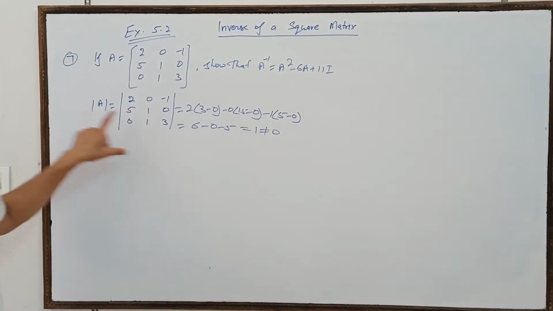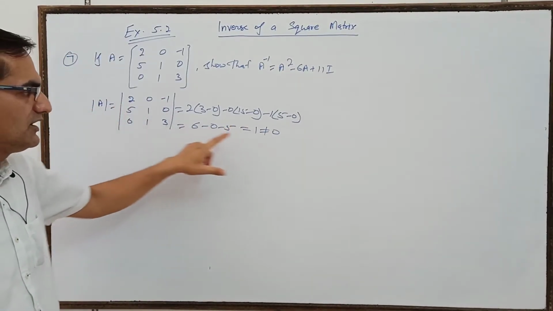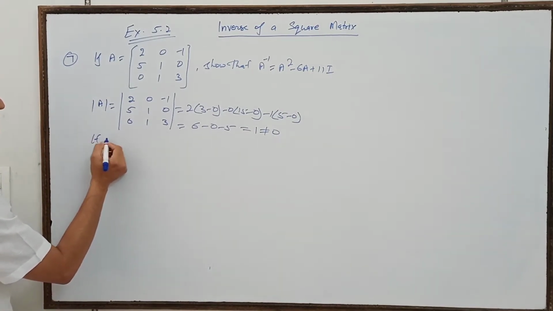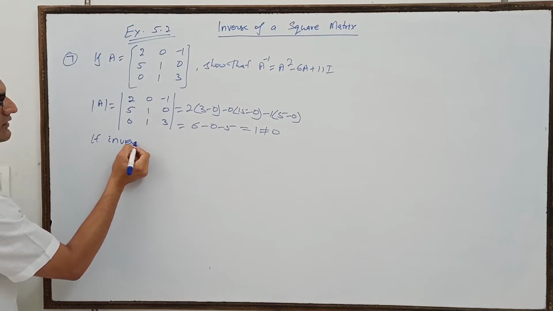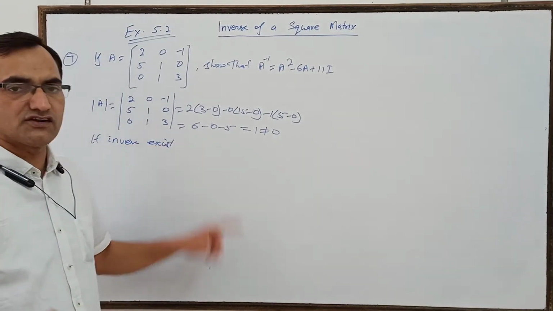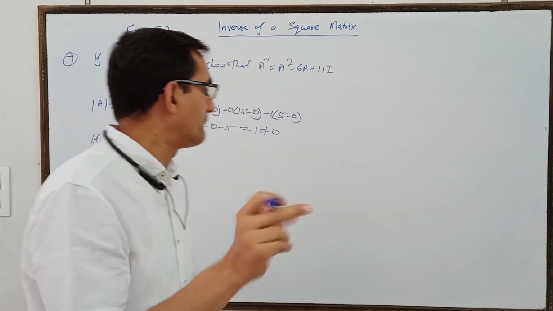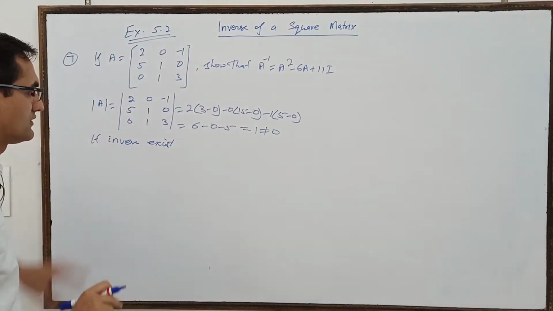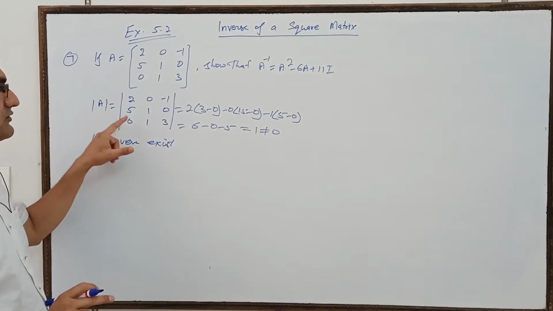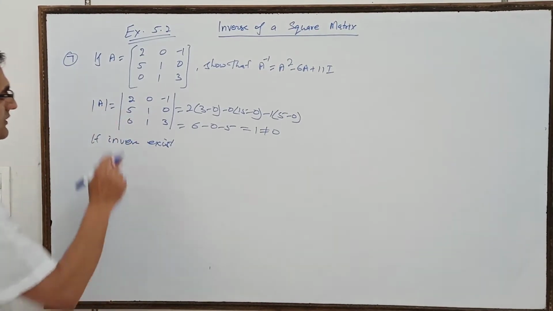So A is a non-singular matrix. You can say that its inverse exists, because this is the condition: A must be a non-singular matrix to get its inverse. Now, next we have to find the cofactors of all the elements of this matrix.